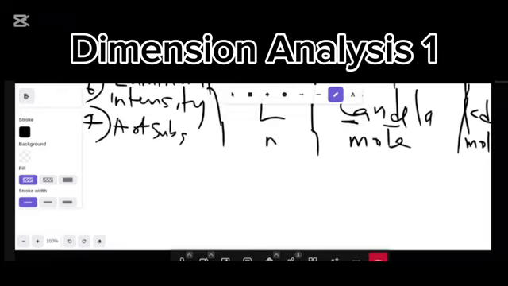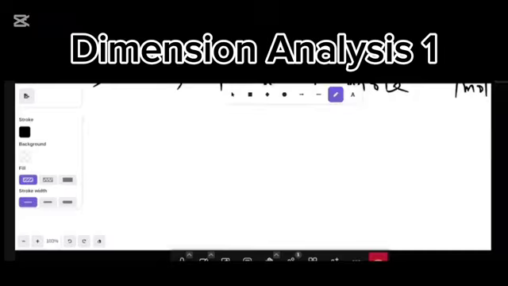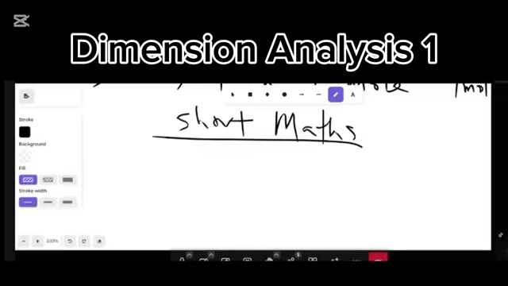Now I said before we see the derived quantity, we will review two or three basic initial rules. We need to see this short math needed for this topic, which is rules of indices. Okay, because time is going.